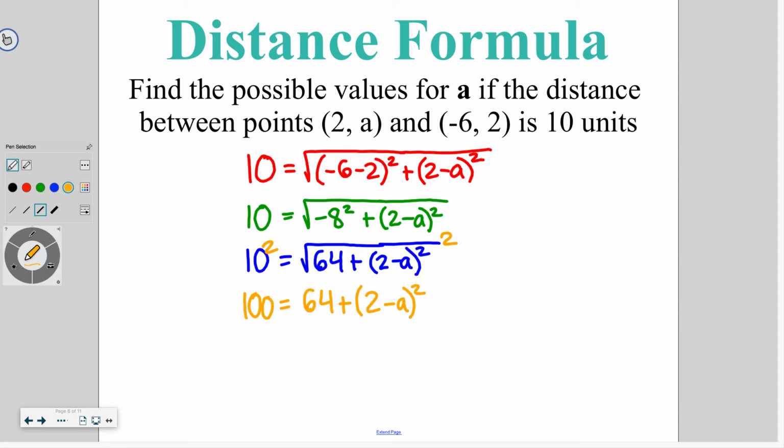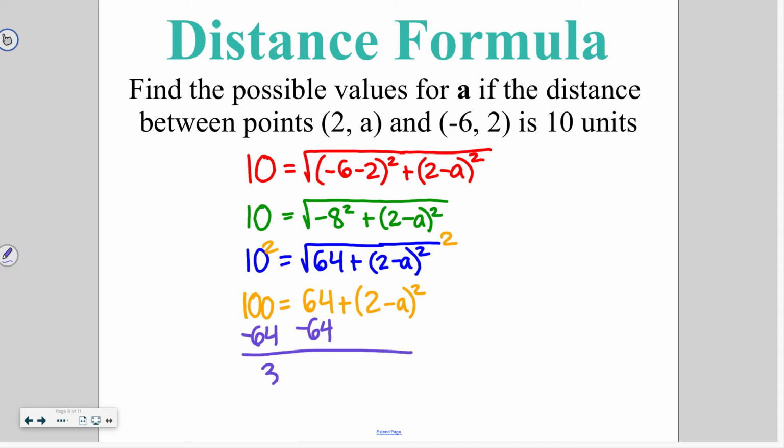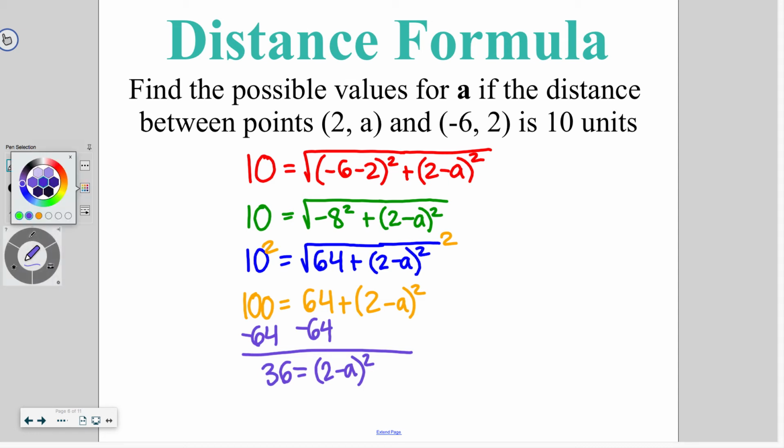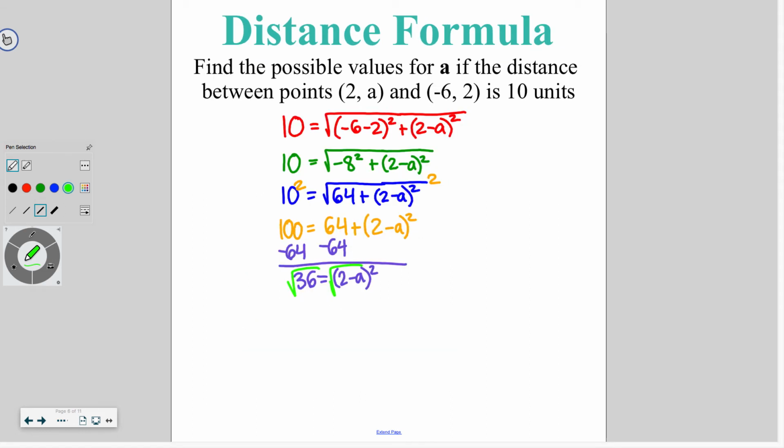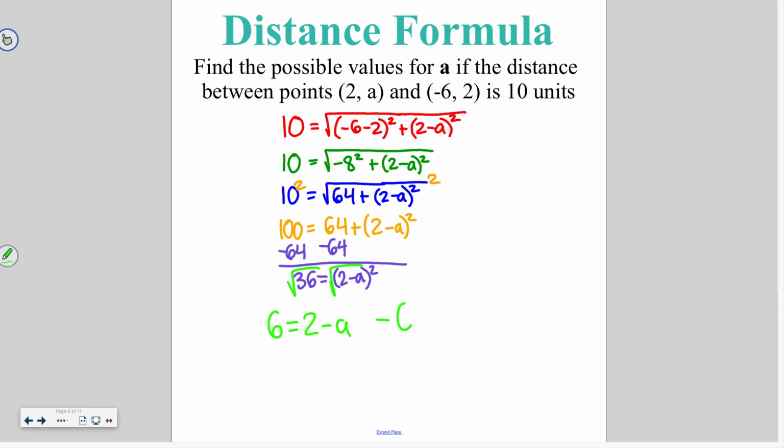Again, I want to move things away from the a, so I'm going to subtract 64 from both sides, giving me 36 is equal to 2 minus a squared. Now I want to get rid of that squared, so I'm going to go ahead and take the square root of both sides. The square root of 36 is 6, so I'm going to get 6 is equal to 2 minus a. But we also know that there's a negative case for square roots, so I've got negative 6 is equal to 2 minus a as well.